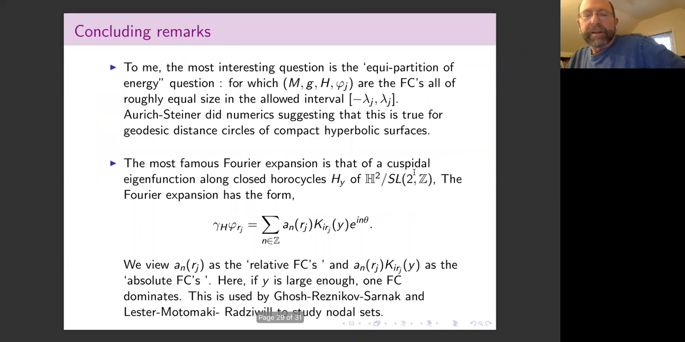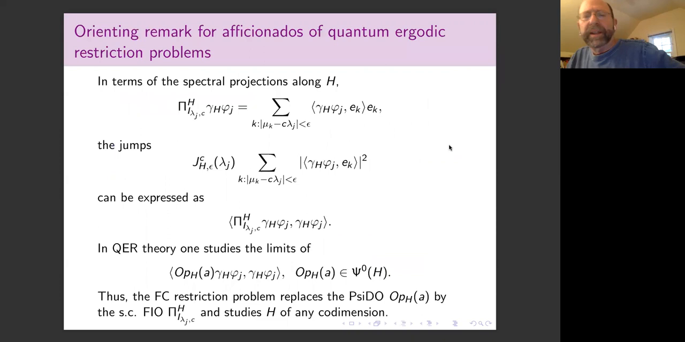Let me conclude with where it's all going. I've talked about this series. So it's really trying to understand the equipartition of the Fourier coefficients. When do the Fourier coefficients concentrate? When are they kind of uniform?